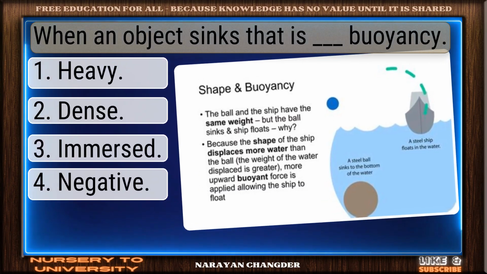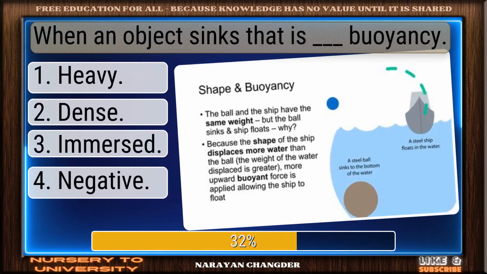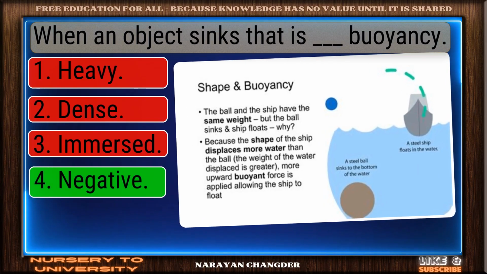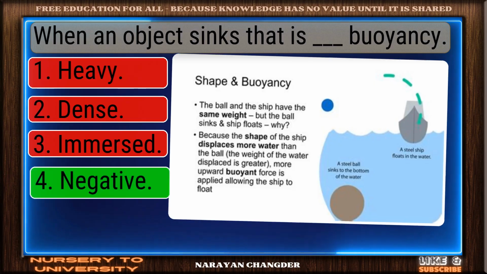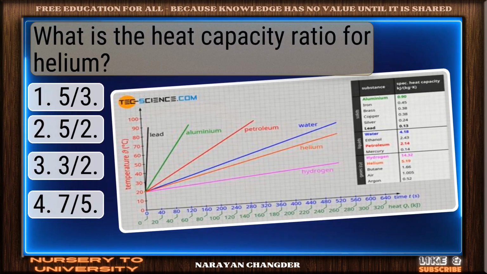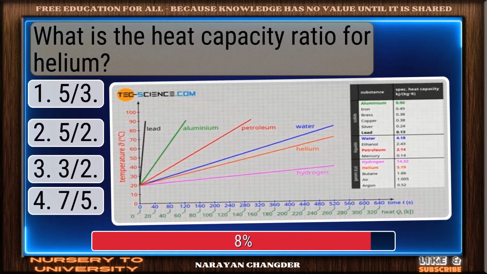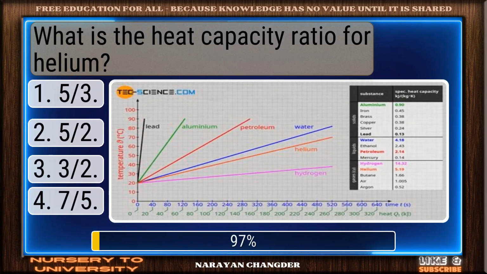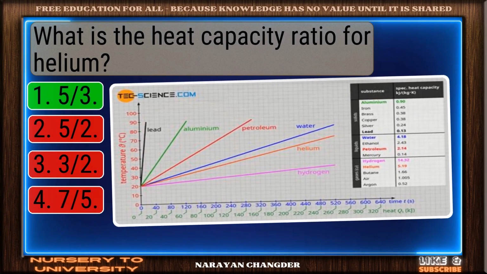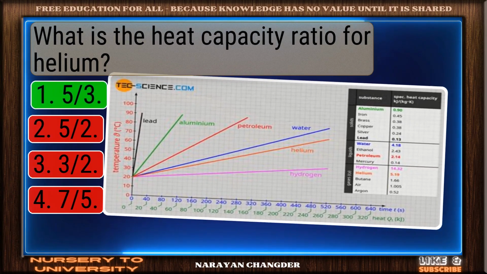When an object sinks, that is dash buoyancy. Sharp thinking. Negative is the right choice. What is the heat capacity ratio for helium? Well done. 5/3 is the right choice.